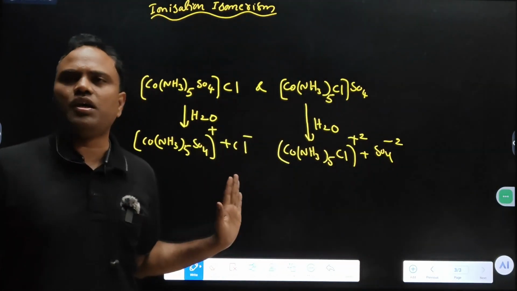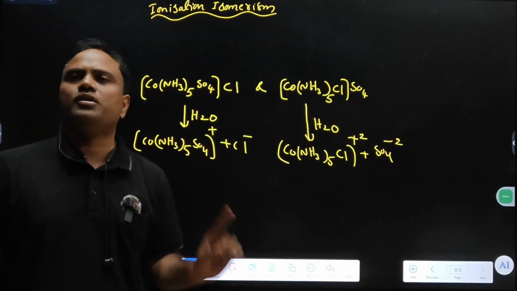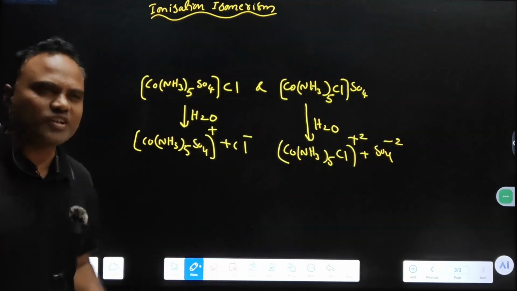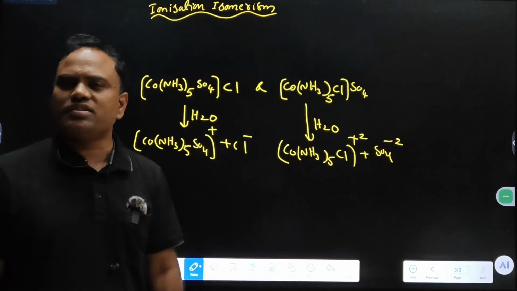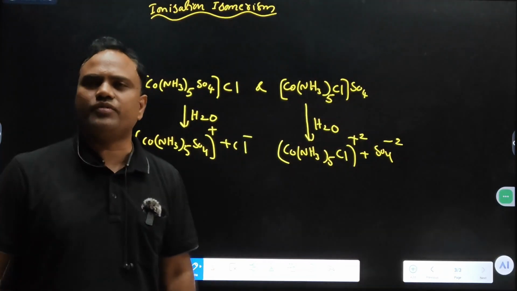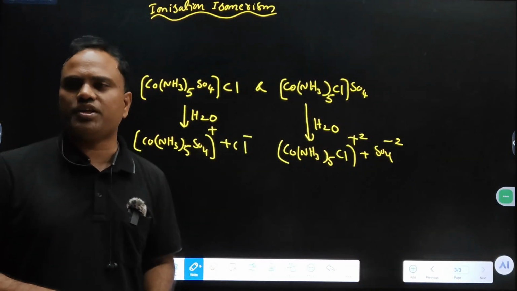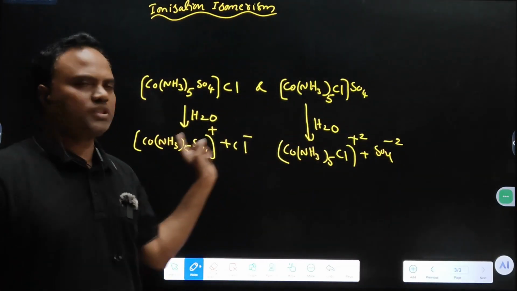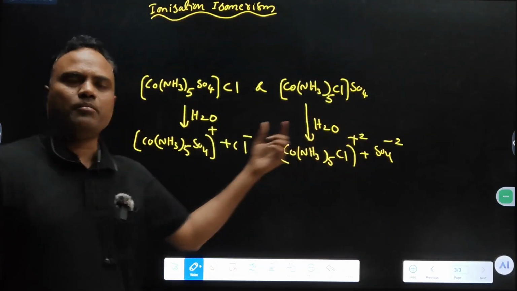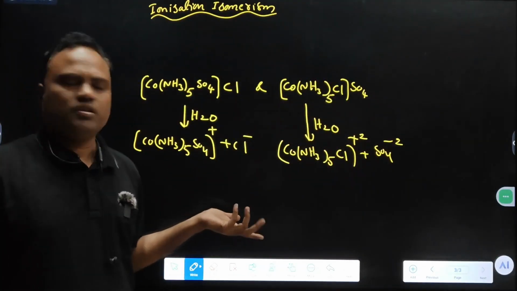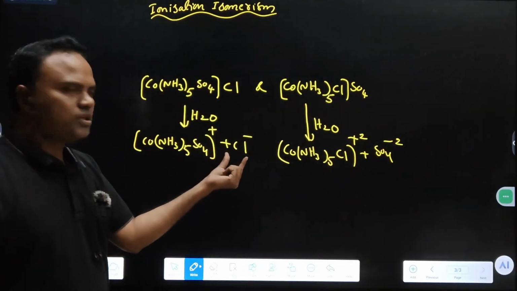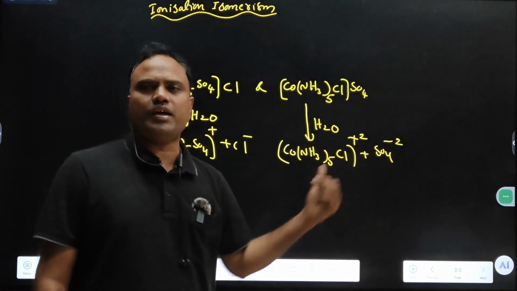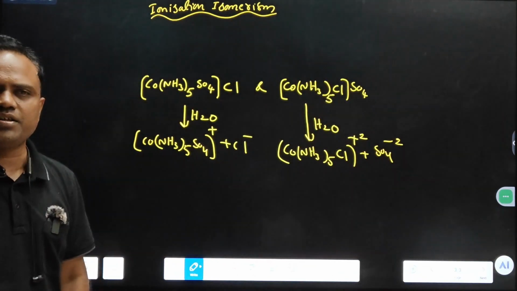Complexes having the same molecular formula but producing different ions when dissolved in water are called ionization isomers, and the phenomenon is called ionization isomerism. Complexes with the same molecular formula but producing different ions. So different ions only, na? Here chloride ion is coming, here sulfate ion is coming, right?